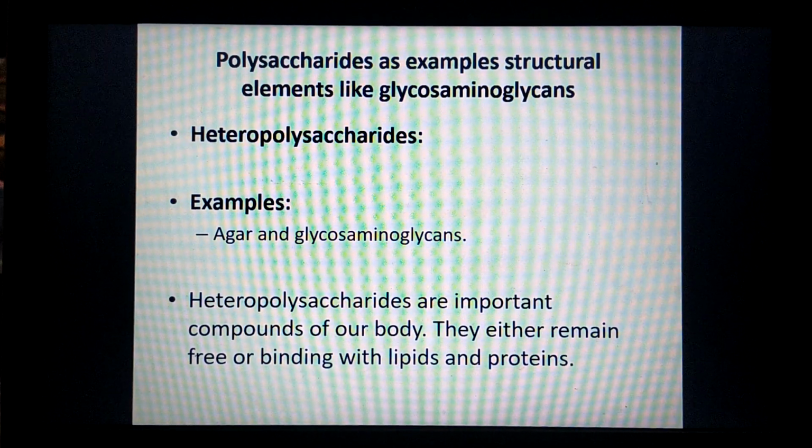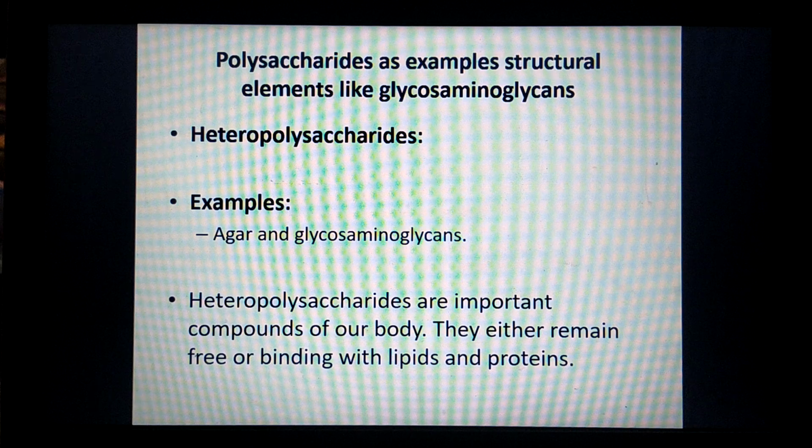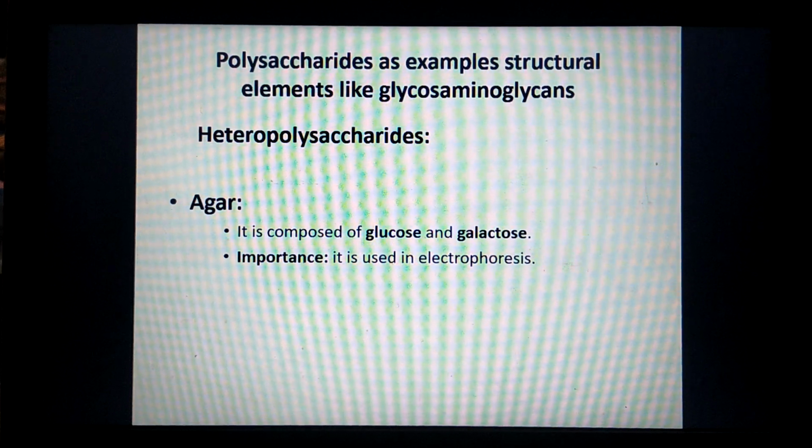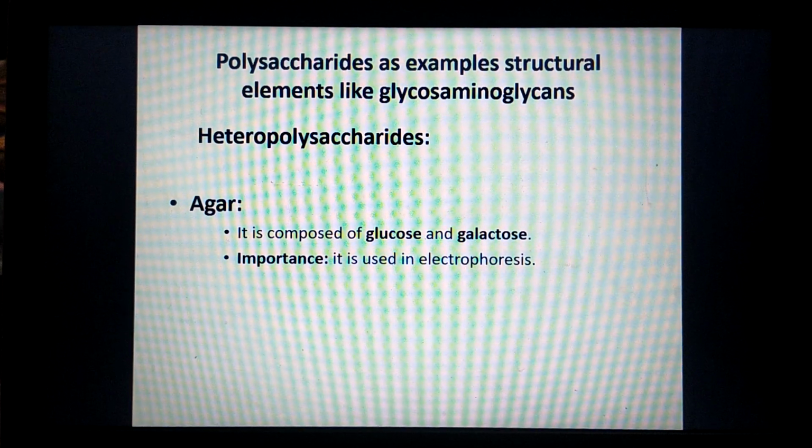Next is glycosaminoglycans. They are heteropolysaccharides. Two examples mainly, agar and glycosaminoglycans, are there in heteropolysaccharides. Agar is composed of glucose and galactose, and its importance is that it is used in the electrophoresis technique. You will study this electrophoresis during your practical.